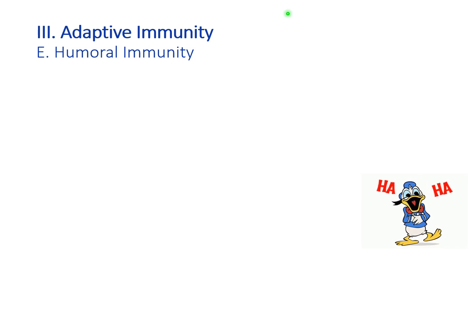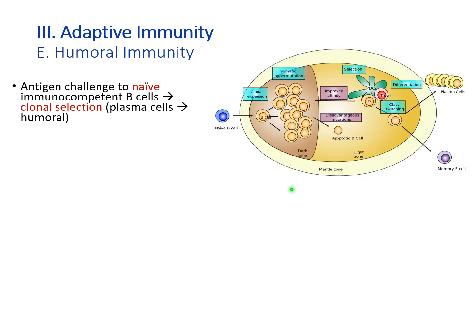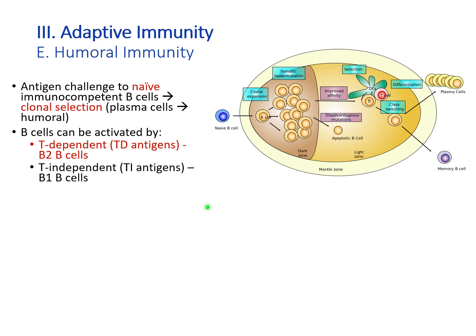So, after antigen challenge, B cells also undergo proliferation and differentiation, just like your T cells. Now, there are two ways to activate the B cells. When they are activated by T cells, they're called T-dependent B cells, and they are also called B2 B cells. Those cells that do not depend on T cells for activation are called T-independent or B1 B cells.